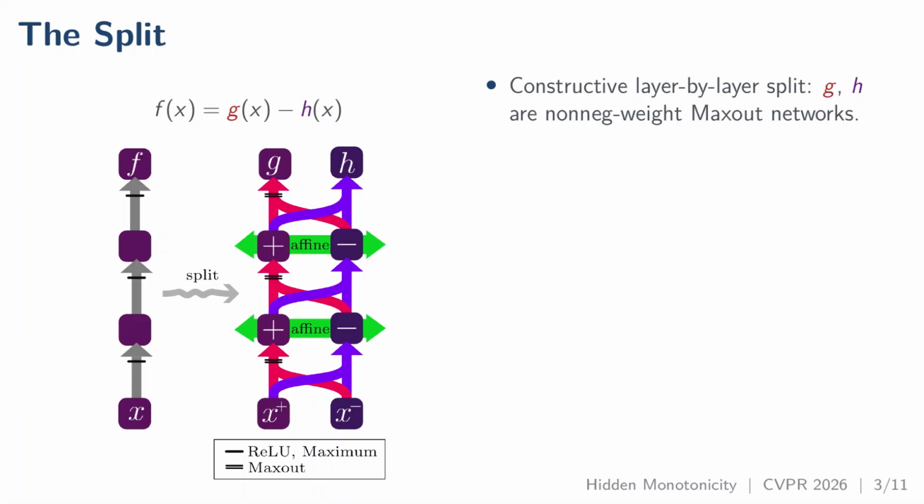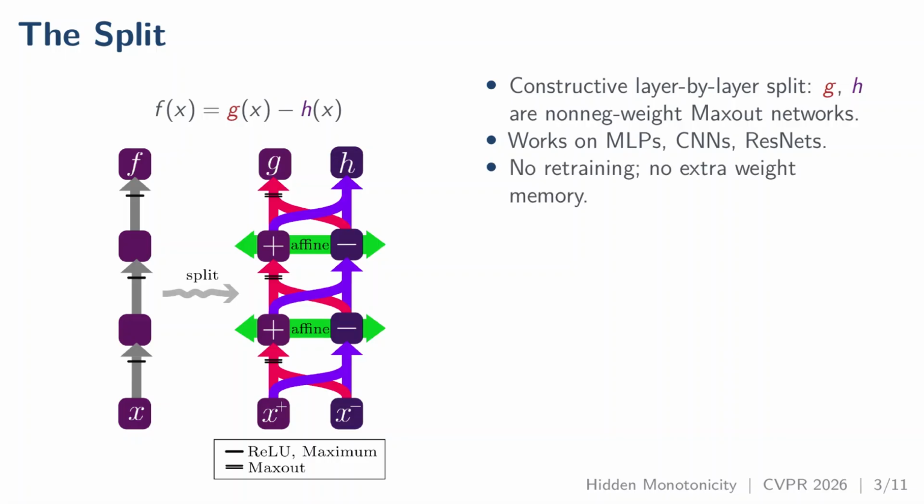In this paper, we consider a constructive algorithm that splits any ReLU neural network layer by layer into two monotone max-out networks with non-negative weights, which are colored red and blue in this graphic. We apply this algorithm to MLPs, CNNs, and residual neural networks in computer vision. To emphasize, there's no retraining, and the algorithm needs no more weight memory than the original network itself.